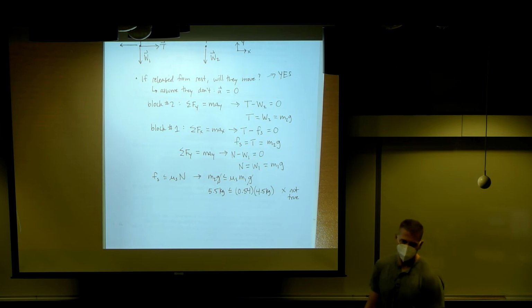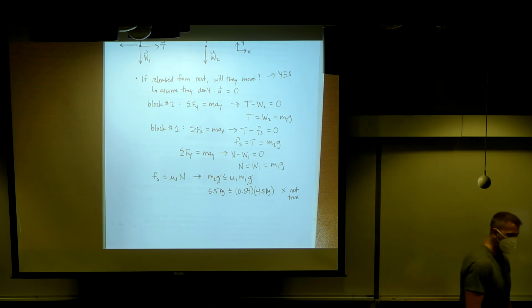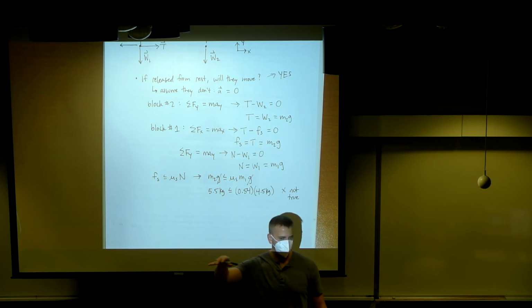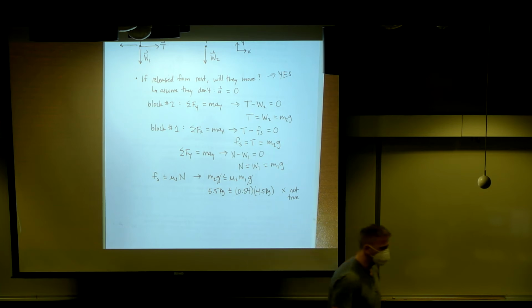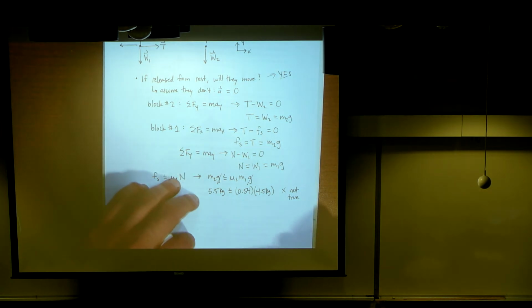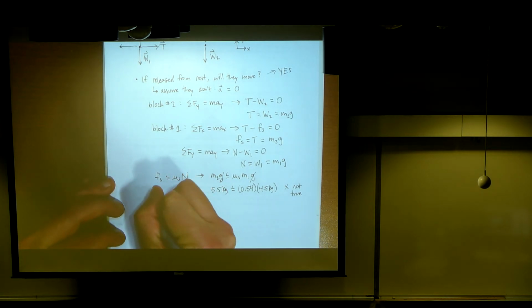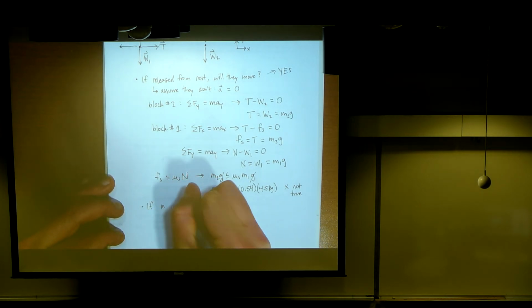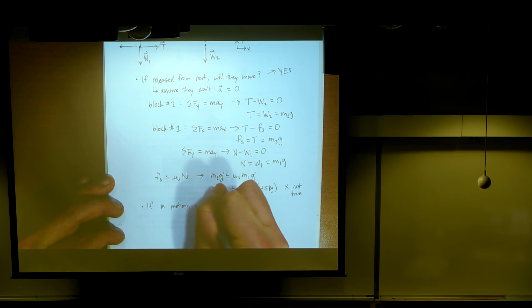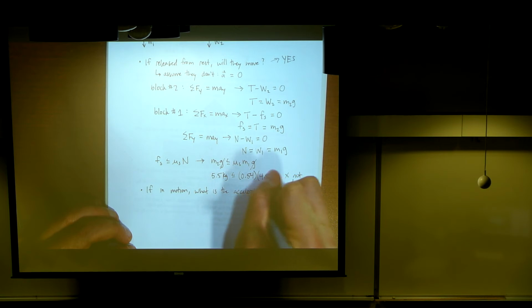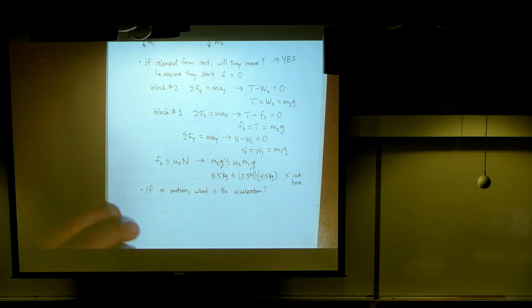Okay, now let's remember there was a second part of this. Now, blocks are moving. Okay, the one on the table is sliding to the right, the other one's going down. The question then is, what is the acceleration of those blocks? So if in motion, what is the acceleration? That's what we want to find out.